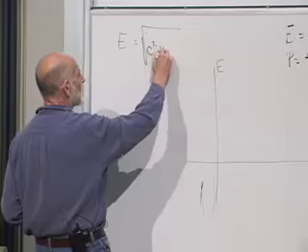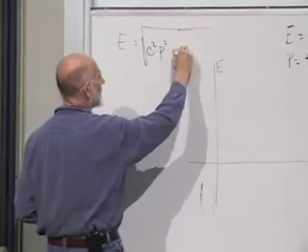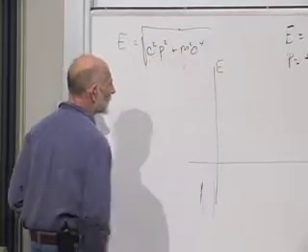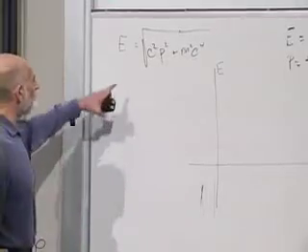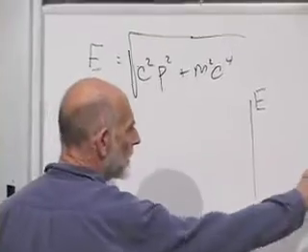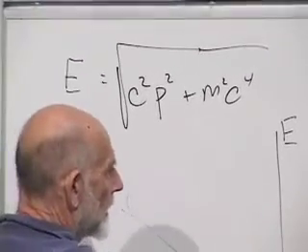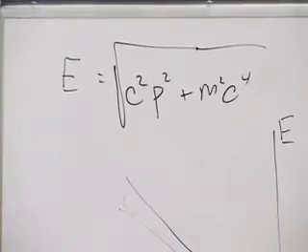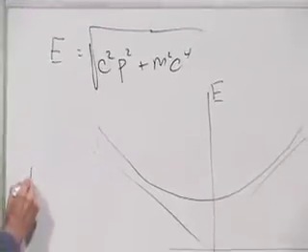c squared p squared plus m squared c to the fourth, right? But if we set c equal to 1, it's just the square root of p squared plus m squared. What does that look like? That's a curve which looks like this. It's a hyperbola. In fact, if we square this, we get E squared.